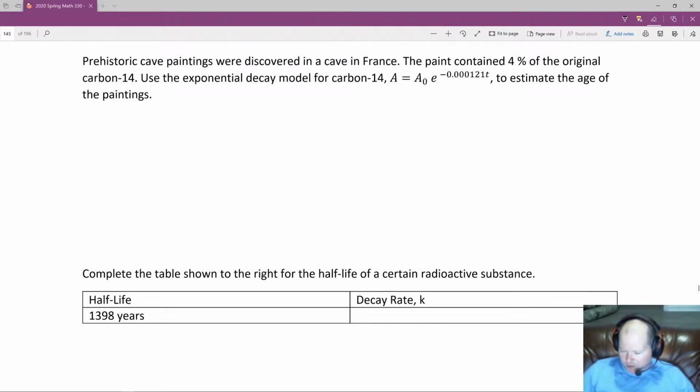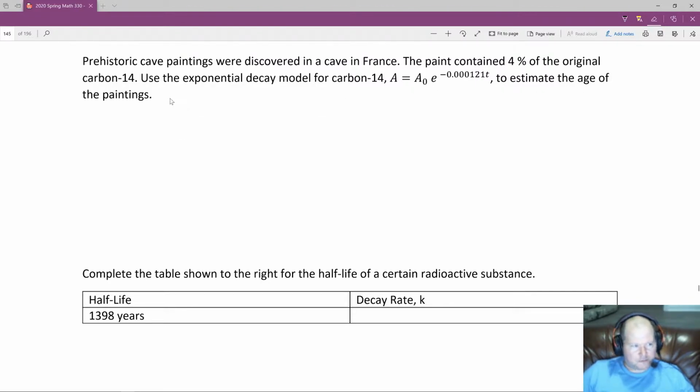All right, so we're moving on to the next problem. Prehistoric cave paintings were discovered in a cave in France. The paint contained 4% of the original carbon-14. Use the exponential decay model for carbon-14, A equals A initial e to the negative 0.000121t, to estimate the age of the paintings.